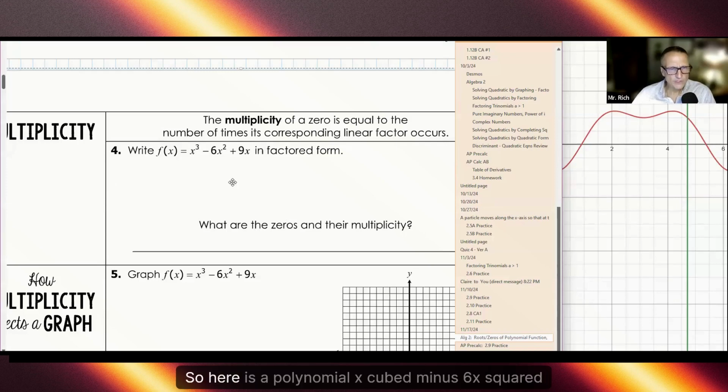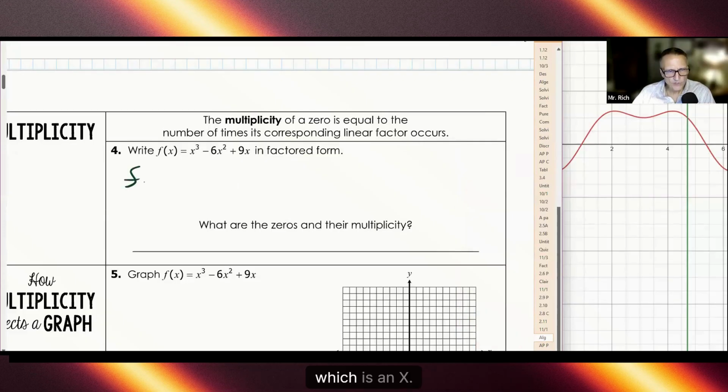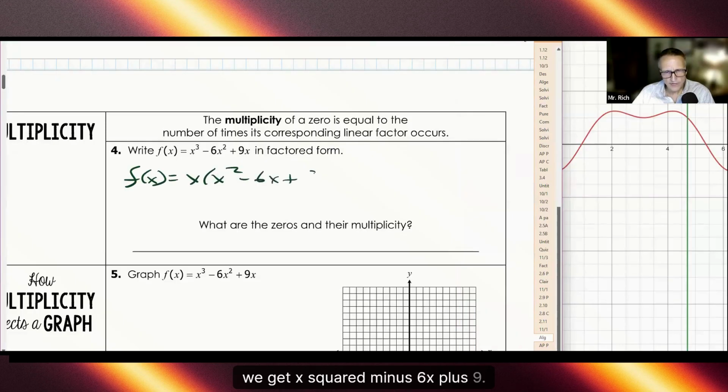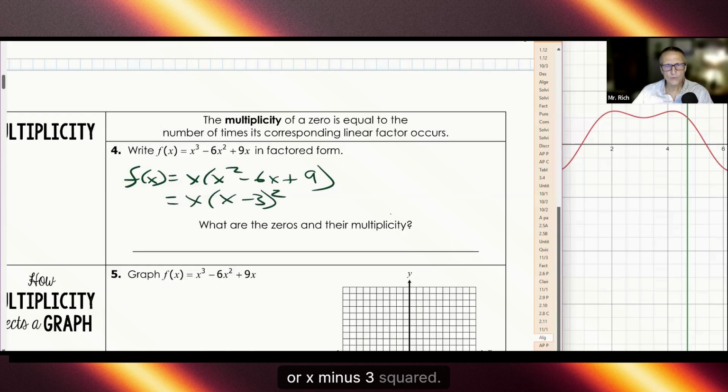Absolutely. So here is a polynomial, x cubed minus 6x squared plus 9x, and I want to write it in its factored form. Every time we're trying to factor a polynomial, we're going to first see if we can factor out a GCF. There is a GCF here that we can pull out, which is an x. So when we pull the x out, we get x squared minus 6x plus 9. Then we have a quadratic that we could pretty easily factor, and that's going to be x minus 3 times x minus 3, or x minus 3 squared.